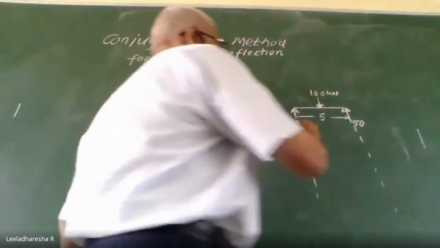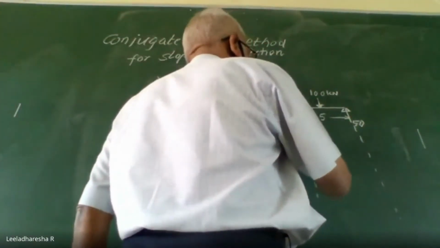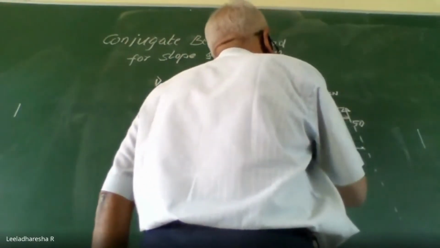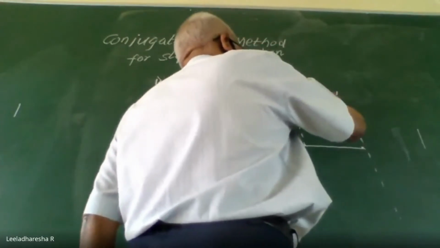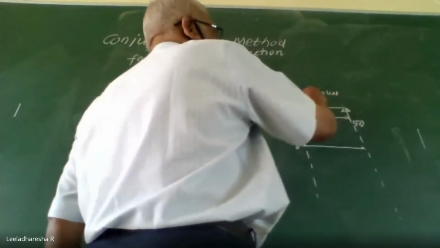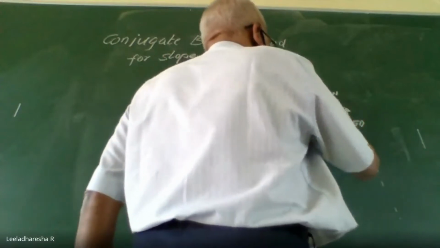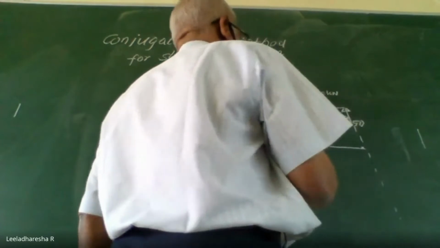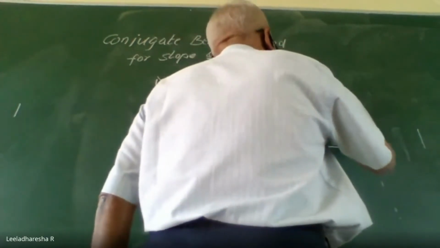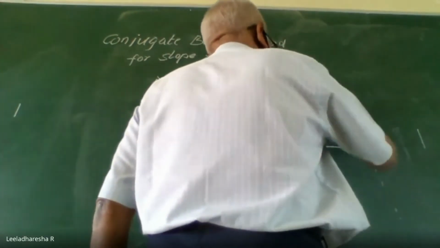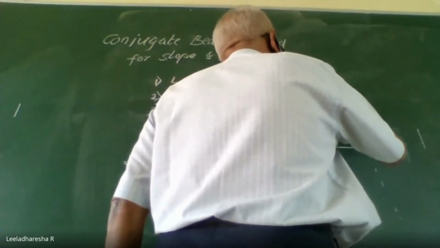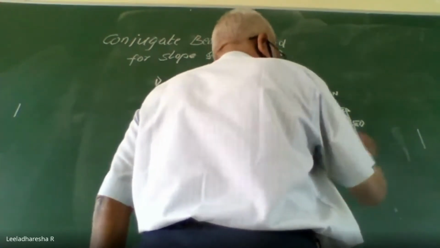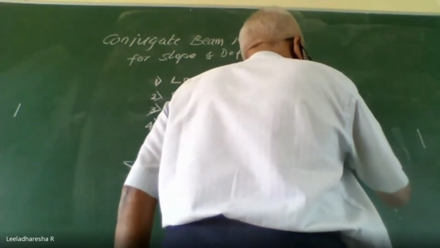So now I will draw the bending moment diagram. Bending moment at the supports is going to be 0. If you take a section at this particular point, 50 into 2.5 is 135 kilonewton meters. Suppose they remain the same. Let us keep it the same.